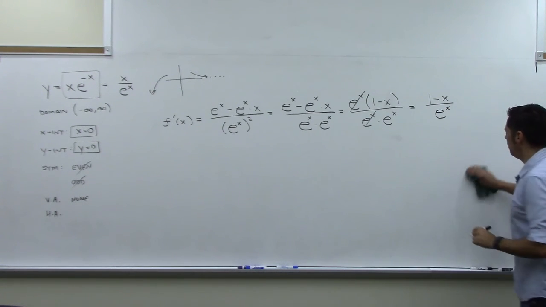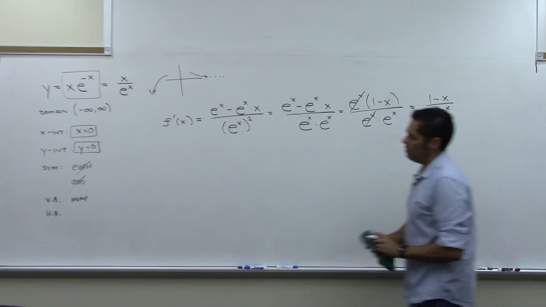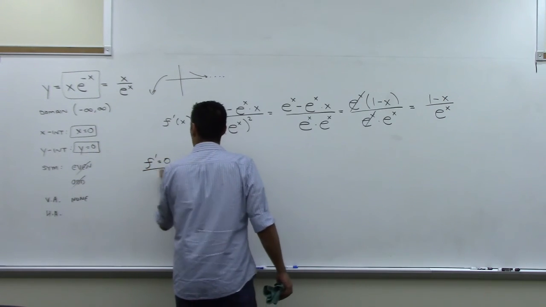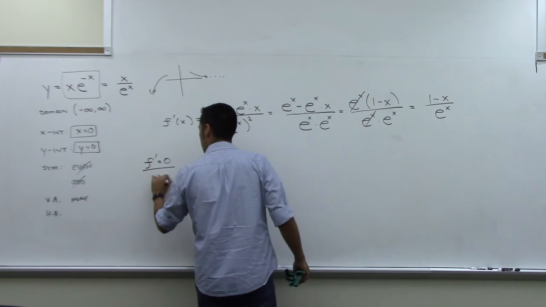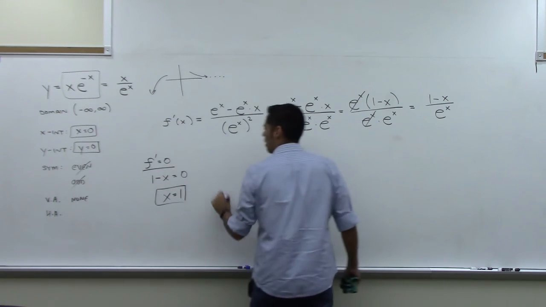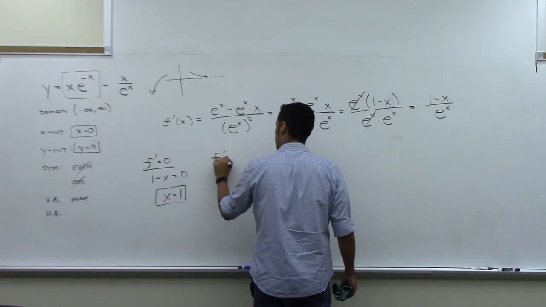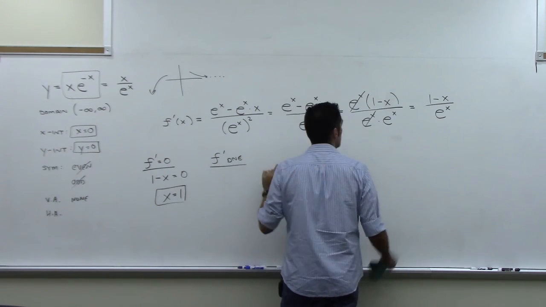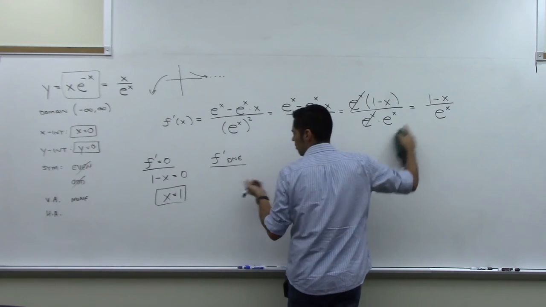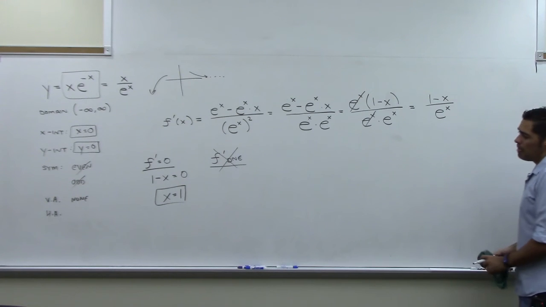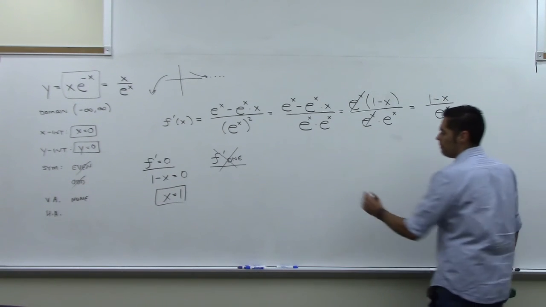There's your first derivative. And so now, when is the first derivative 0? That's when the top is 0, which means x is 1. When does the derivative not exist? And that's when the bottom would be 0, and it doesn't happen because e to the x can't be 0. So we only have one critical number. It's at 1.